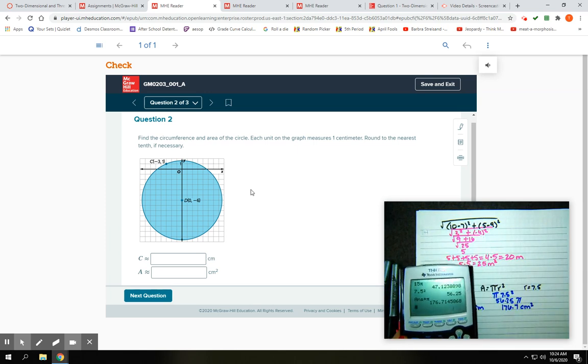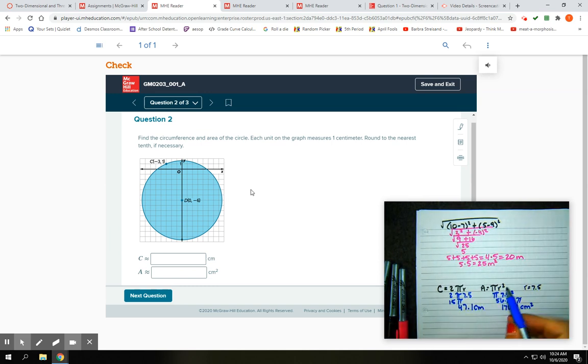And one of the things that you can do to help you remember the formulas for circumference and area is that area is always squared. So pi r squared, that is your area. Circumference is not squared. That's why the 2 is not in the exponent. Questions?